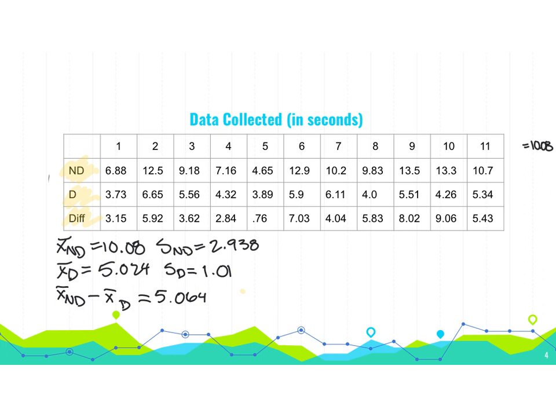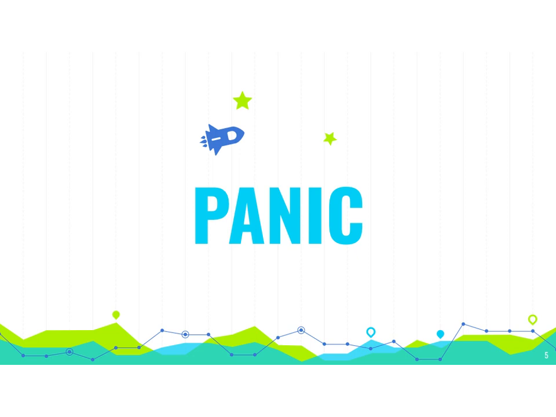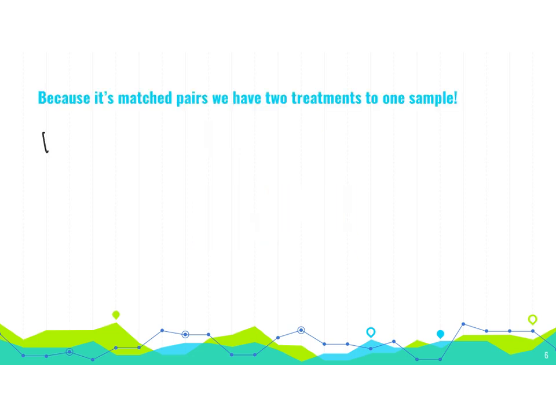And then we took the difference of the standard deviations and found that they equal 1.928. We will use this in the next steps. We will also be using the number of samples done, so 11, which is our n. Because it's a matched pairs test, we have 2 treatments that go towards the 1 sample.